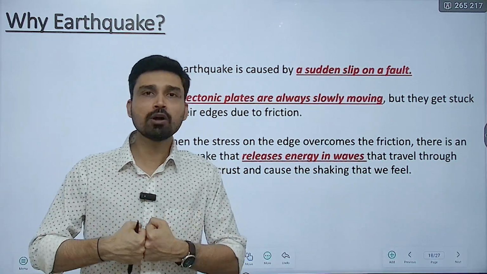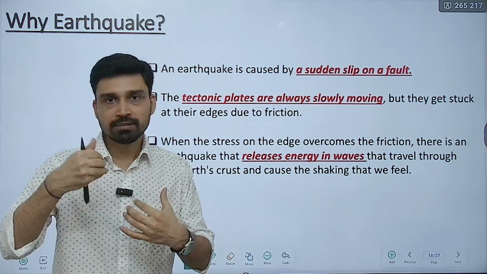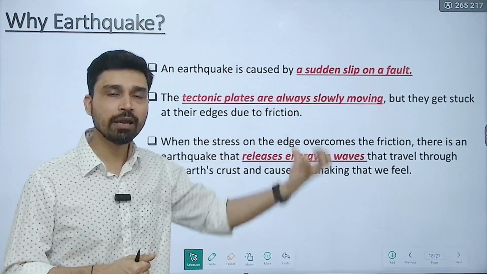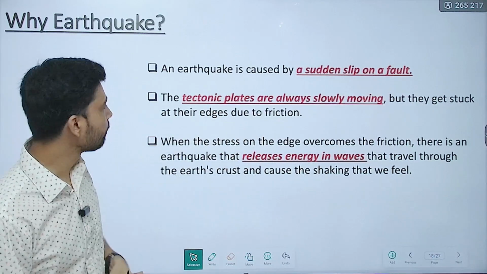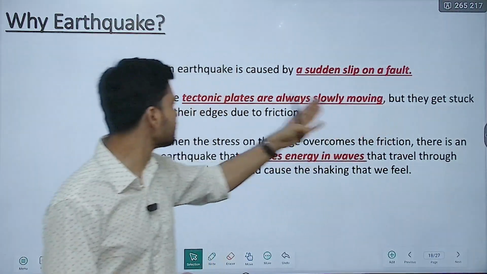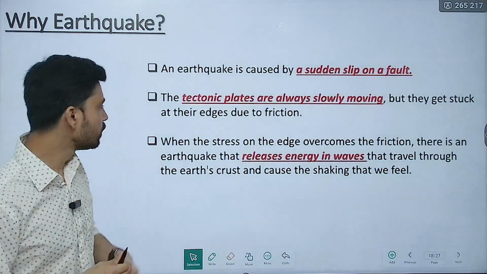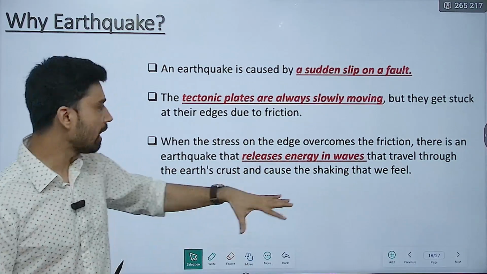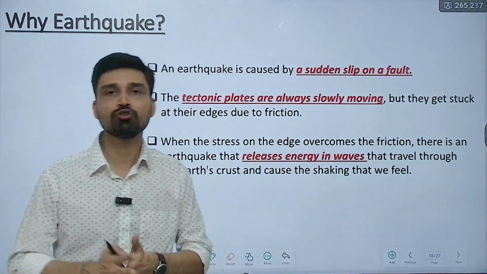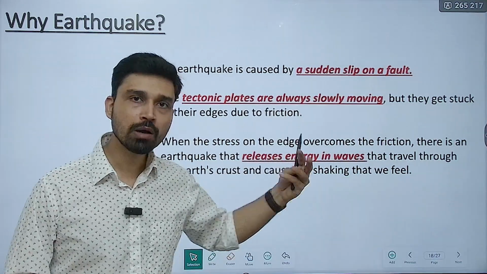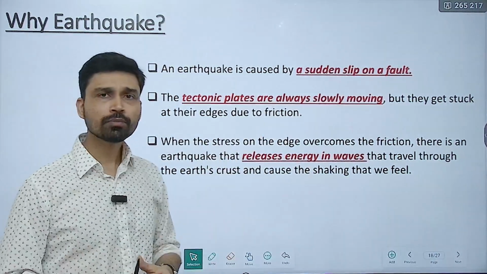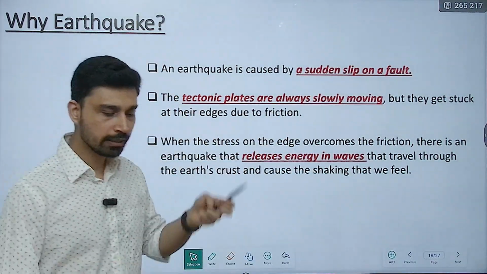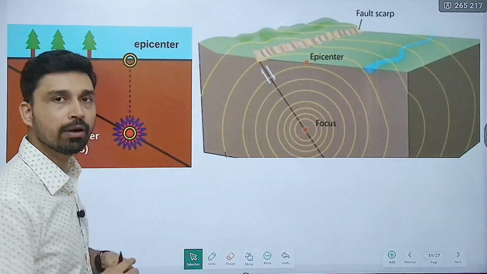Now suddenly, due to further compression, the rocks can slip along the edges, and this slipping of the rocks along the edges results in the release of energy in the form of seismic waves, which we observe in the form of an earthquake. So the tectonic plates are always slowly moving, but they get stuck at their edges, as we discussed, due to friction. When the stress on the edge overcomes the friction, there is an earthquake that releases energy in waves that travel through the earth's crust and cause the shaking, the tremors that we feel. So when you talk about the aftershock, these refer to such events where again readjustment of the fault, readjustment of the rocks of the crust occurs, releasing a small amount of energy as compared to the main shock event.